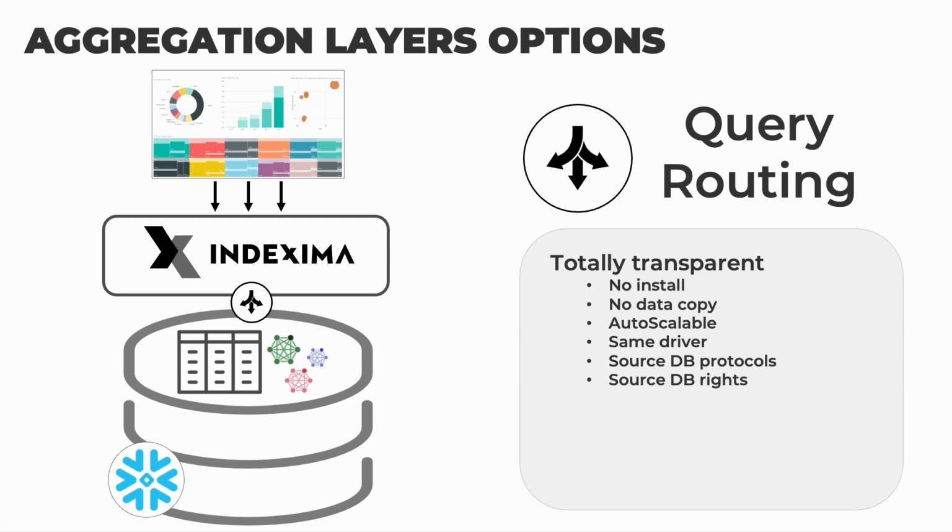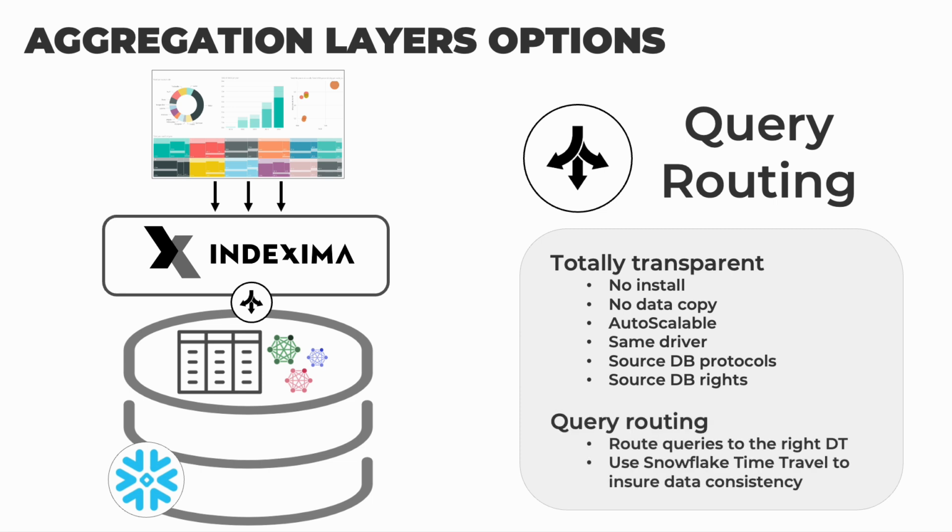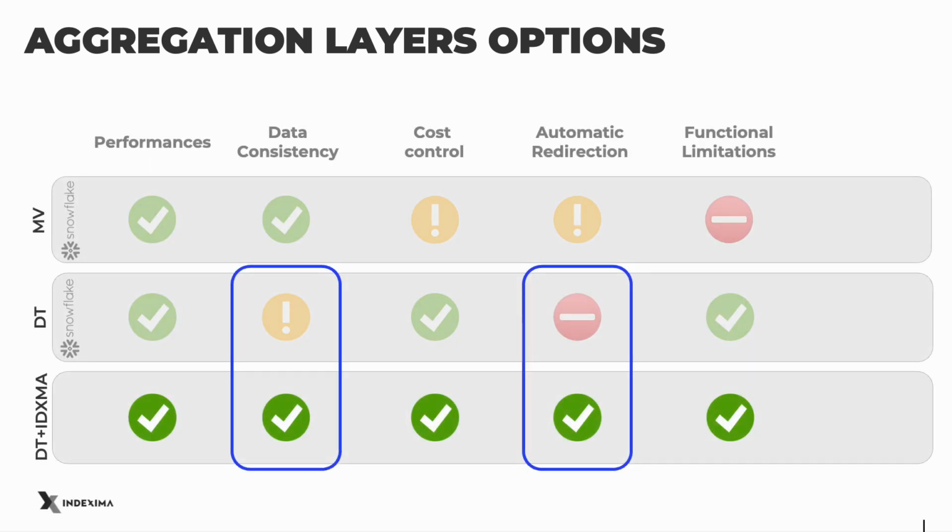Indexima will intercept SQL queries and redirect them to the right DTs, the DTs with the best structure to meet your needs with the best performance. Then, to ensure data consistency, as I was saying, we're going to align ourselves with the timestamp of the last refreshed DT. And by aligning with the timestamp of the last DT, we use Snowflake's time travel features to ensure consistency. Any request that passes through Indexima will receive a response that will be consistent, regardless of whether this query targets a source table or a DT. So we've just seen that Indexima completes the set of features, all the power delivered by Snowflake's DT.